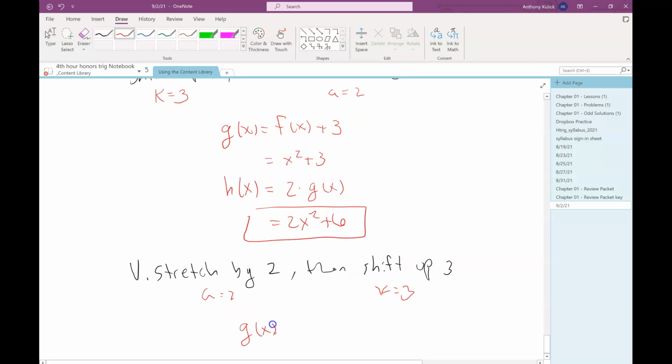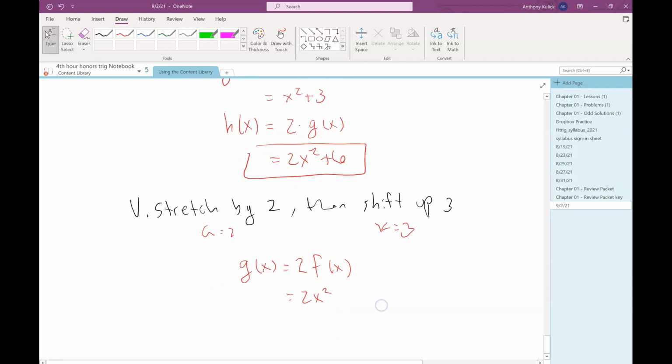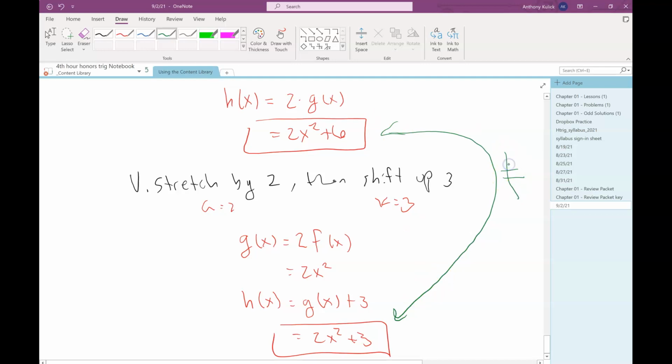So just like before, this time g of x is going to be 2 times f of x. So that's 2x squared. And then h of x is going to be the previous transformation plus 3. So 2 of x squared plus 3. What do you notice here? Not the same. That's the takeaway. So that order in which we do the transformations matters.